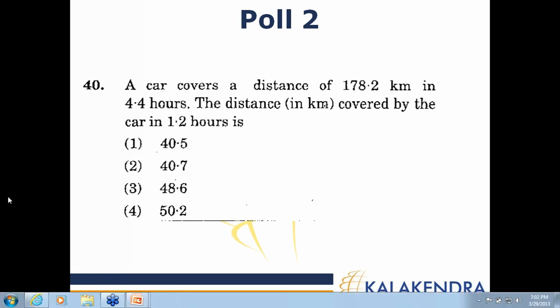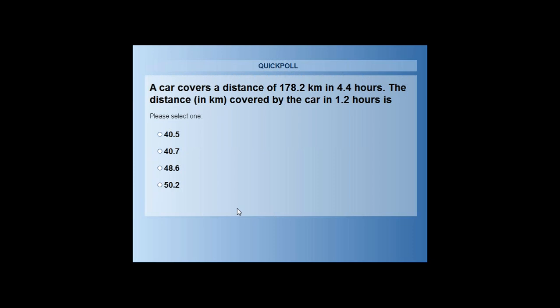Let us look at another poll question, a simple poll question on time, speed and distance, and here it goes. So the poll's activated. Kindly plug in your responses.